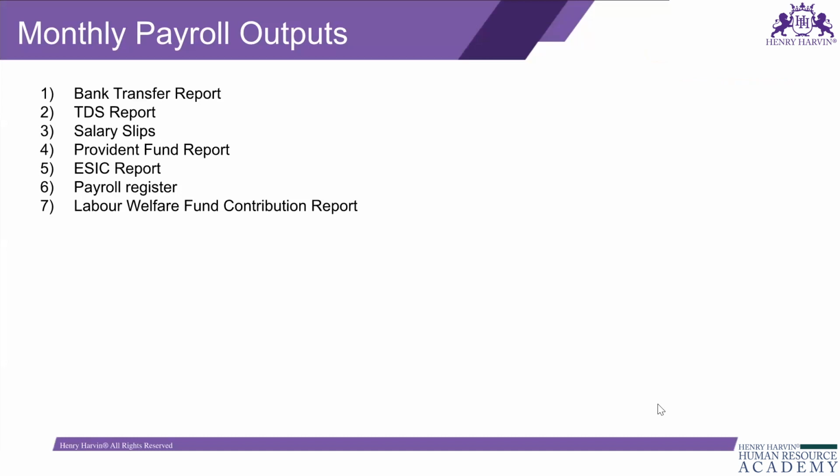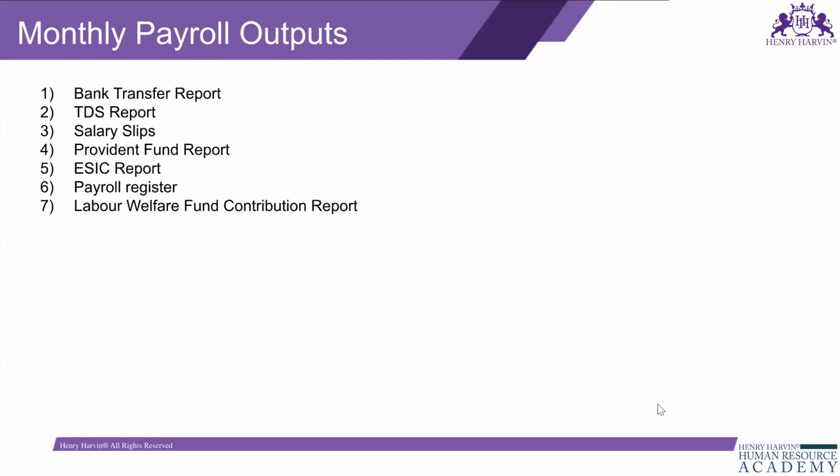Next is the salary slip. For every employee, you have to give the salary slip. Only then will the employee know what their attendance days or working days are, and whether they have been paid the right salary according to their attendance. So it is the verification slip for the employees. For each and every employee working in the organization, you have to give the salary slips.